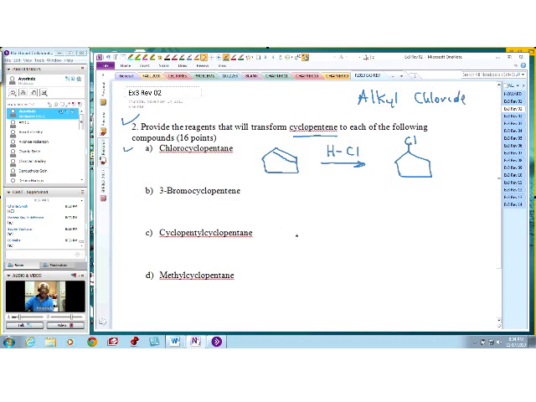Okay, so that is A. About B. For B, it says we need to go from cyclopentene again.